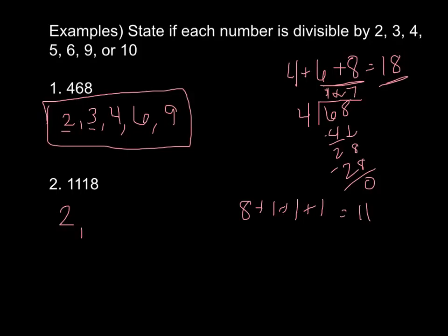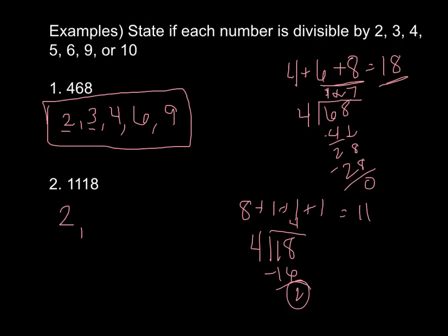Okay, let's look at 4. The last 2 digits are divisible by 4. Is 18 divisible by 4? Well, 4 times 4 is 16 with 2 left over, so I'd have a remainder. It's not divisible by 4. 5. The ones digit is 5 or 0? Nope. 6. The number is divisible by 2 and 3. Nope, it was only divisible by 2.